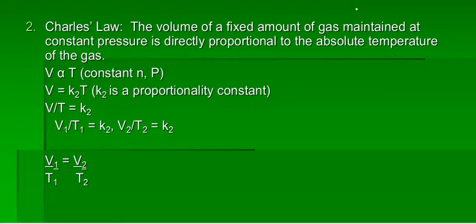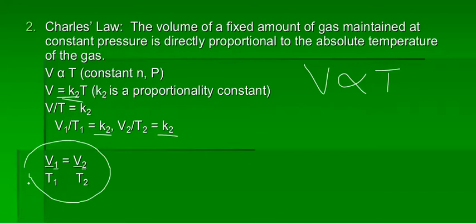Kind of like the derivation with Boyle's law. Volume is proportional to T, but we don't like that proportionality sign. We want an equal sign, so you have to introduce a proportionality constant. Again, it doesn't matter what K2 is equal to. It's just a number. K2 is equal to V1 divided by T1. It's also equal to V2 divided by T2. This is what we're accustomed to seeing for Charles' law. V1 divided by T1 equals V2 divided by T2.